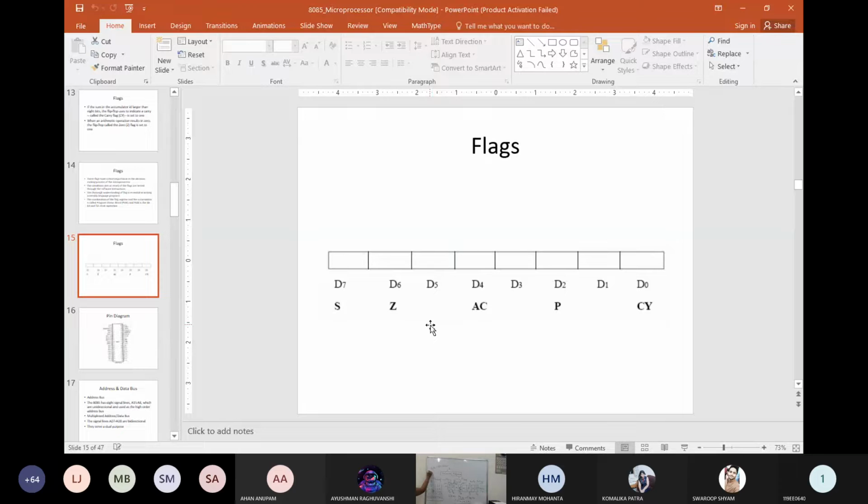See, if at all I do the subtraction, what will be the answer? Is that correct? Subtraction of these. It is zero. That means what will be the program status? What is the program status word of this operation? Can you just tell everything? Sign flag is what?